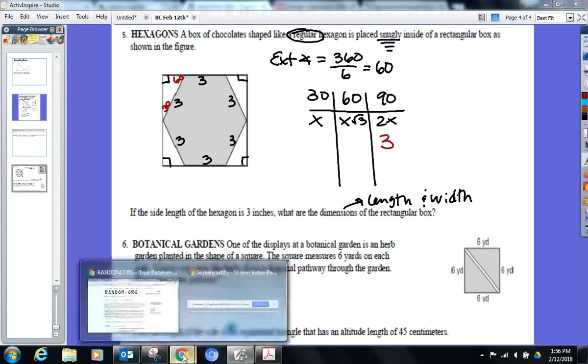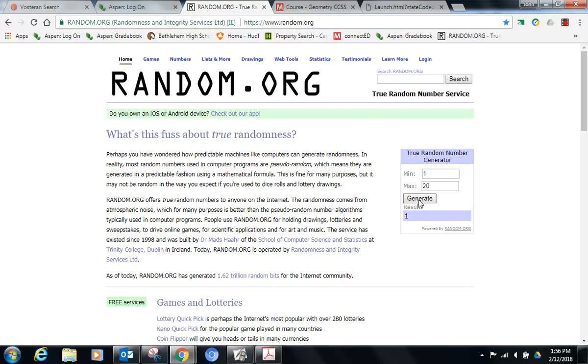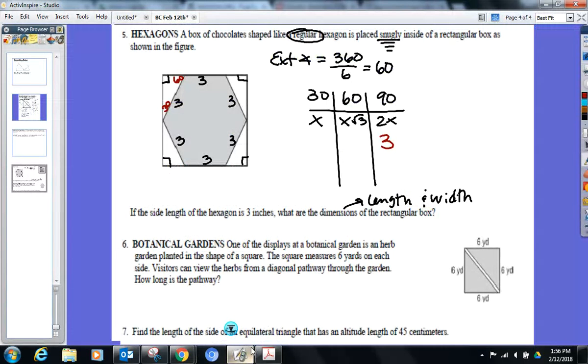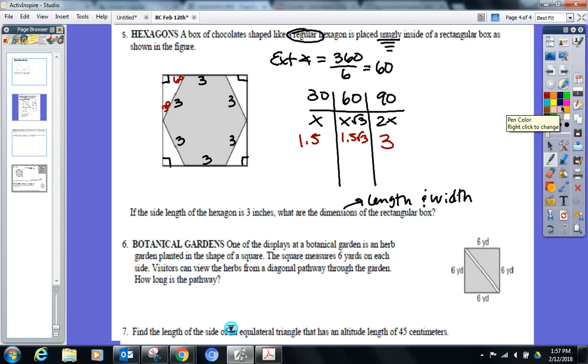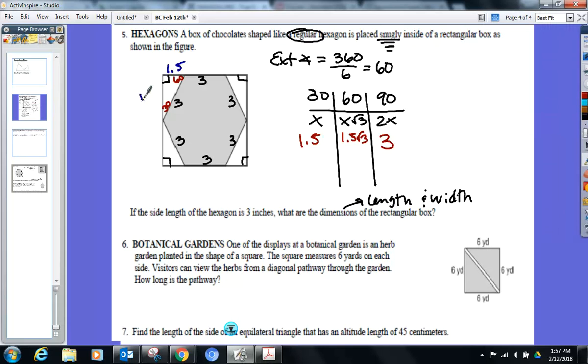What's across from the 30 and the 60 now? Number 1, what's across from the 30? And how about the 60? All right. So let me go in, fill in my diagram a little more. 1.5 across from the 30 and 1.5 radical 3 across from the 60. Got it.